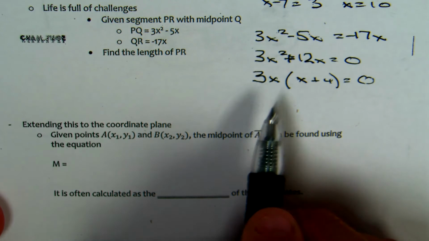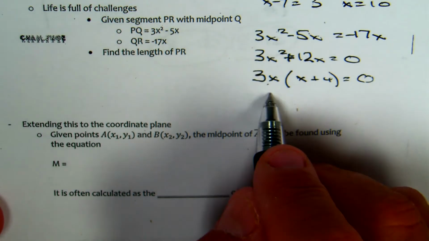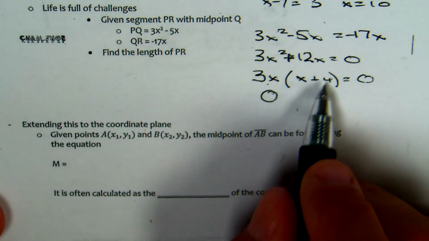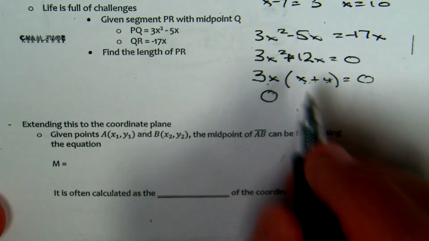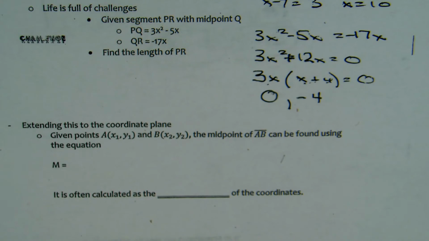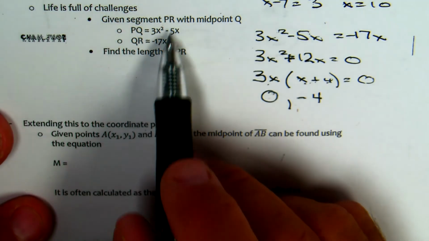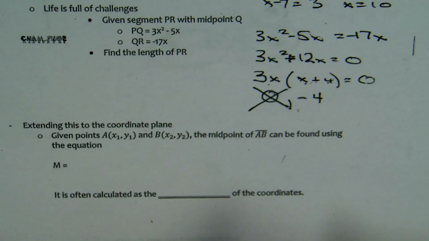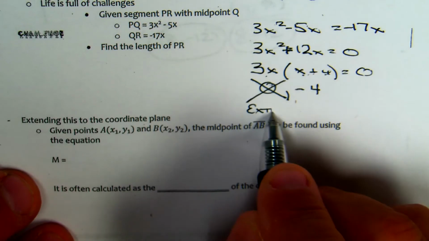For those of you that don't recall, whenever there's a variable on the outside, one of your solutions becomes 0. And from the problem we did over there, the zero property, we have to make this 0, so the opposite of positive 4 would be negative 4. So our two solutions are 0 and negative 4. Well, if I plug in 0, both segments become 0. So that is another example of an extraneous solution.